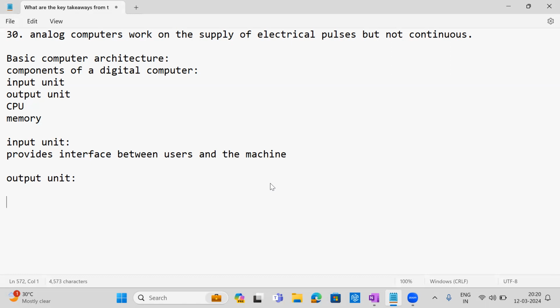Then the CPU. The CPU is the brain of the computer system. The input and output devices may vary from different applications, but there is only one CPU for a particular computer. The specifications of a computer are basically characterized by its central processing unit, that is CPU.